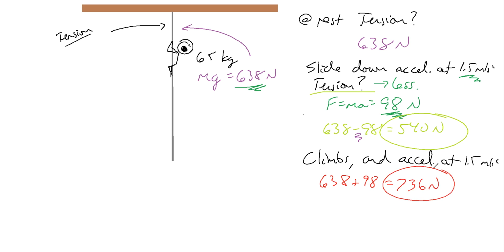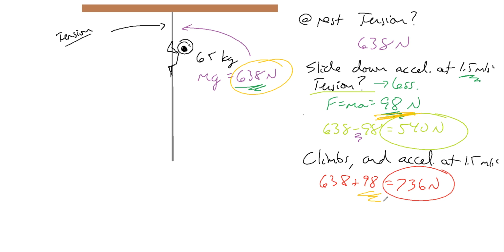Okay, so you just got to think about the situation. If he's just at rest, if he's just sitting there, the tension is 638. If you slide down the rope, accelerating at 1.5, you're going to reduce it by your F equals ma. If you climb up the rope, you're going to increase the tension by the F equals ma. So you get more or less tension.